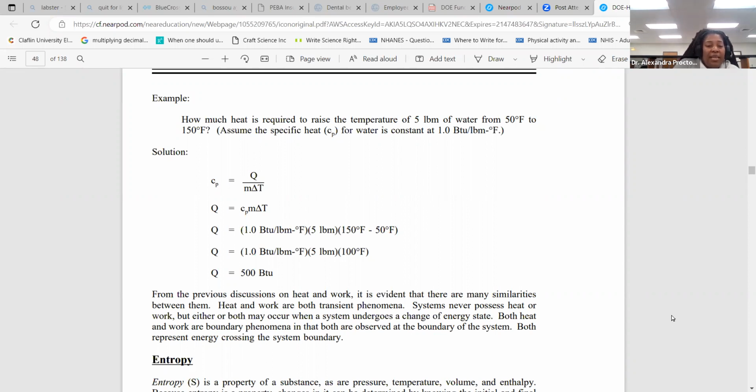And then they plugged in the specific heat for water, which was 1. They plugged in the mass for water, which was 5 pounds mass. And then that delta, of course, is final minus initial. So they subtracted 50 degrees Fahrenheit from 150 degrees Fahrenheit. So Q is equal to 1 times 5 times 100, and you wind up with a Q of 500 BTU.